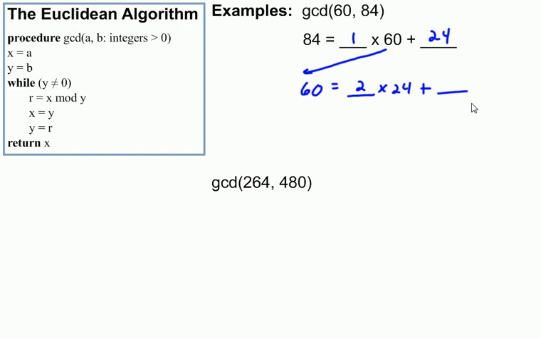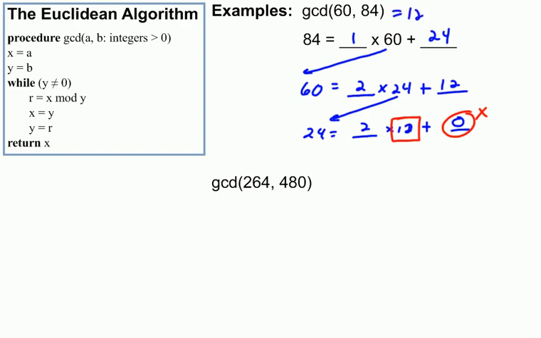So let's fill in the blanks. 2 times 24 is 48. 48 plus 12 is 60. Again, we repeat the process. 24 equals something times 12 plus something. Well, 24 is 2 times 12 plus 0. Once you see this 0 right here, you can stop. And the GCD is always going to be this number right here, which in this case will be 12.